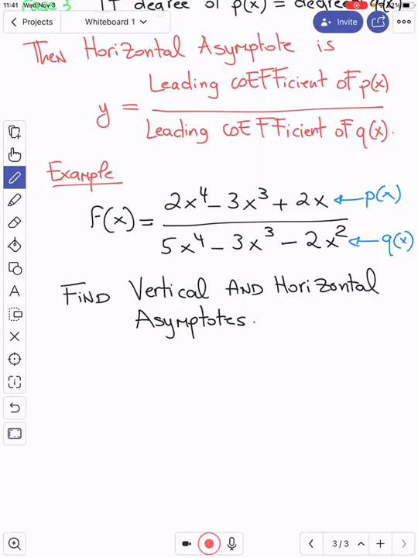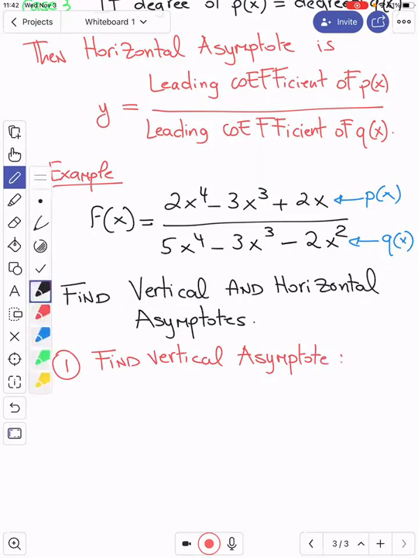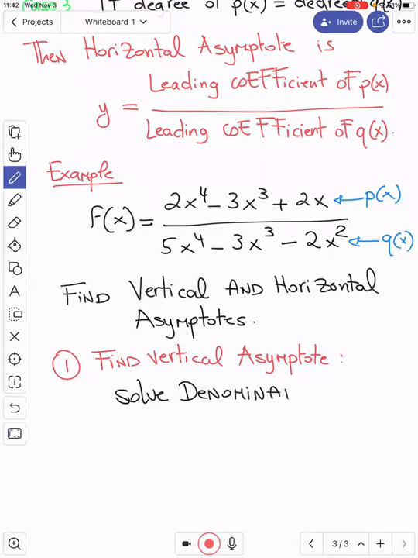So first, let's find the vertical asymptote. To find the vertical asymptote, guys, all you have to do is just solve denominator equal to 0. Okay, that's all you have to do.